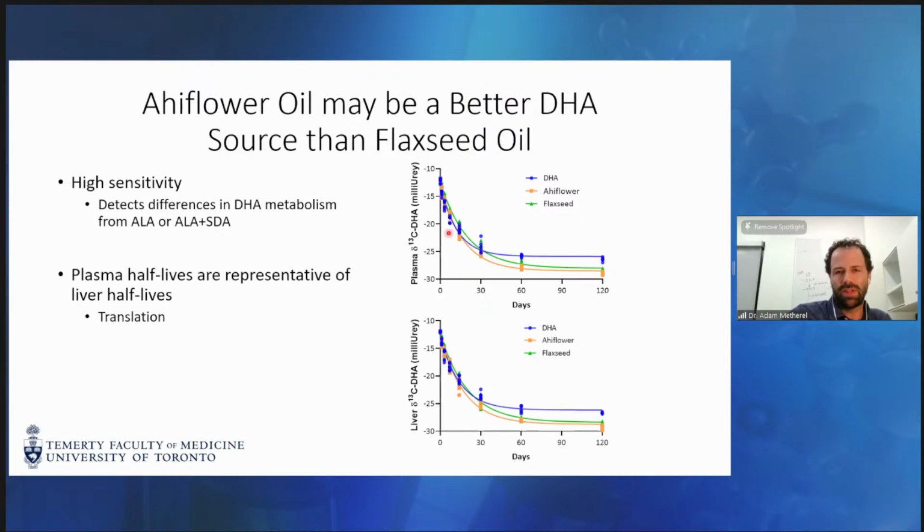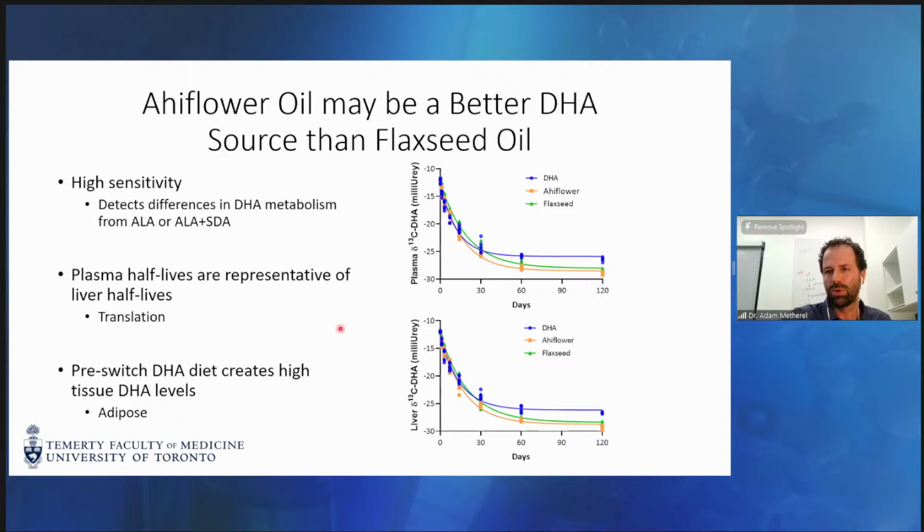The plasma half-lives actually appear to match the liver half-lives quite nicely, and that's important for potential translation to human work. The one limitation of this one is that this high DHA background diet could artificially raise DHA levels during the post-switch period.